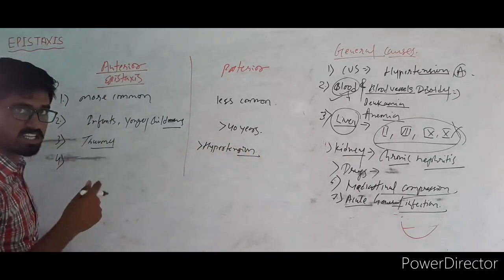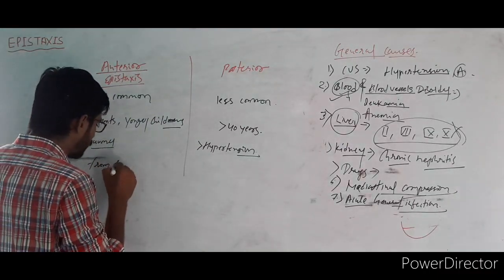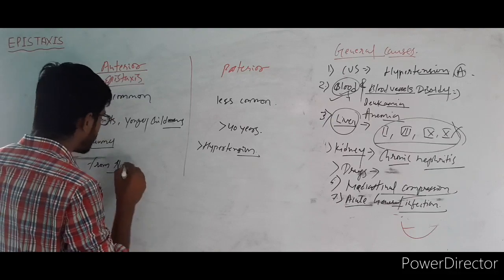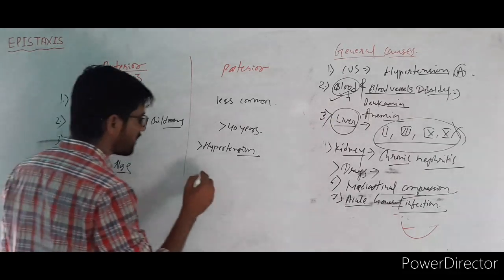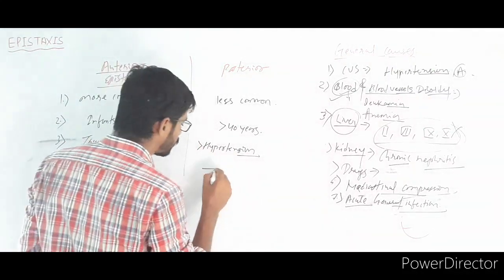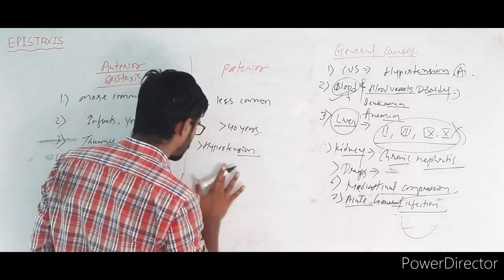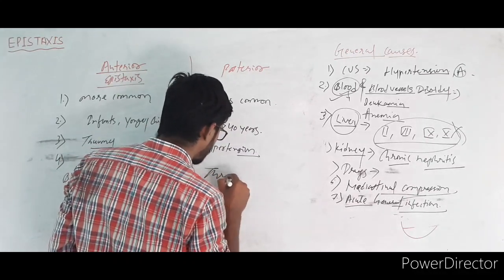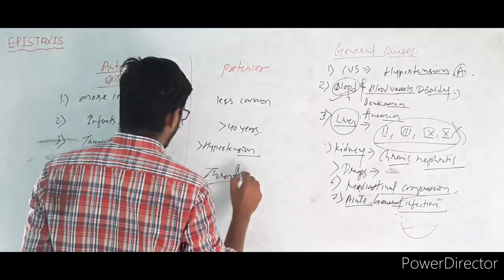Tell me some other difference. In anterior epistaxis, blood comes out from the nose. Okay, so from the nose only. But here blood enters into the throat. Here blood will enter into the throat. Am I right?